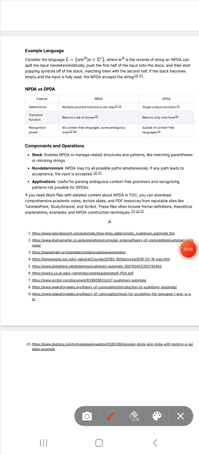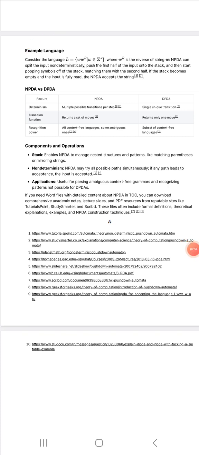Further, we will see an example of a language, like how NPDA will work on a simple language. Consider the language L = {W W^R such that W belongs to Σ*}, where W^R is the reverse of the string W. The NPDA can split the input non-deterministically, push the first half of the input onto the stack, and then start popping symbols off the stack, matching them with the second half. If the stack becomes empty and the input is fully read, the NPDA will accept the string.